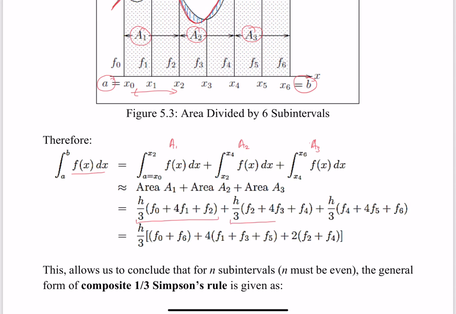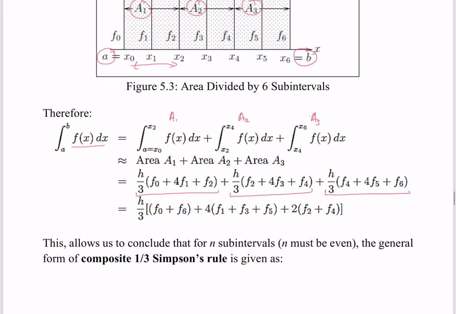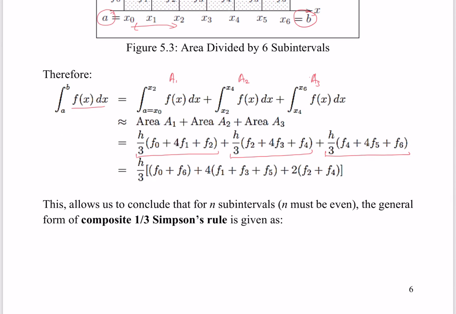And then the next is the second Simpson's rule to integrate from x2 to x4, and then the last one is the one-third Simpson's rule to integrate from x4 to x6, and then we sum up together and we will get the area under the graph. By doing it like this, what we have is the composite one-third Simpson's rule.